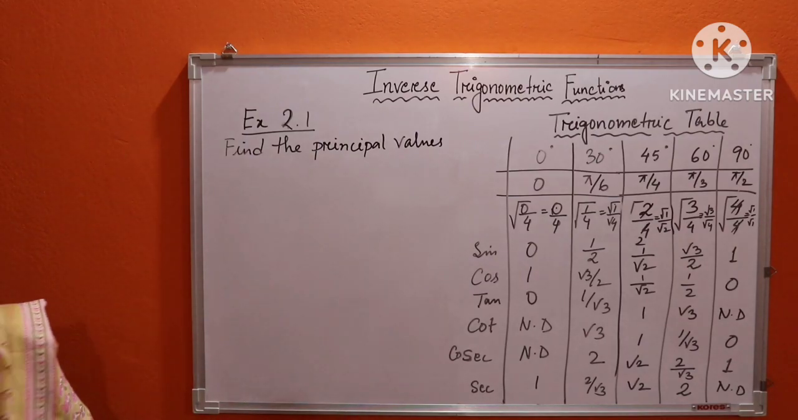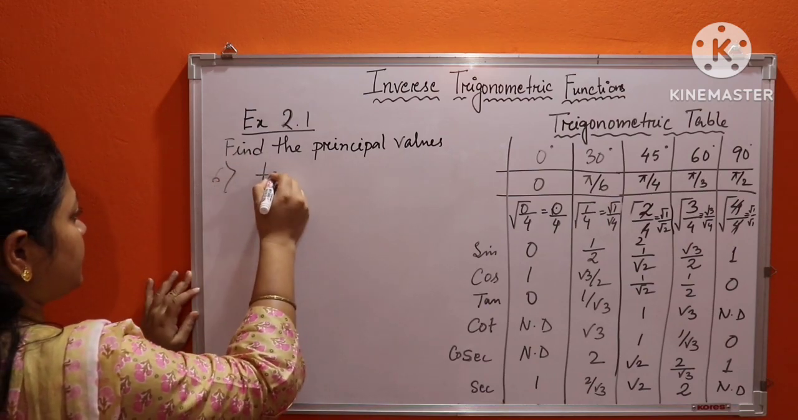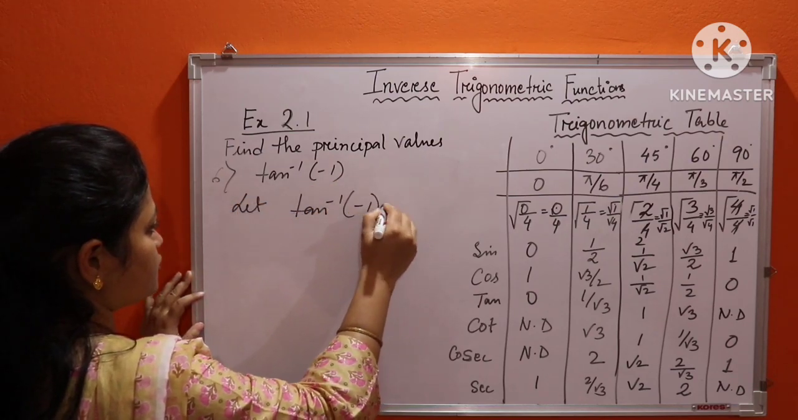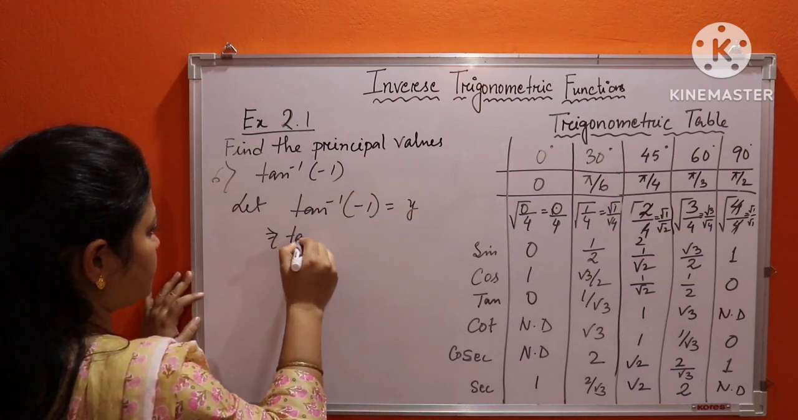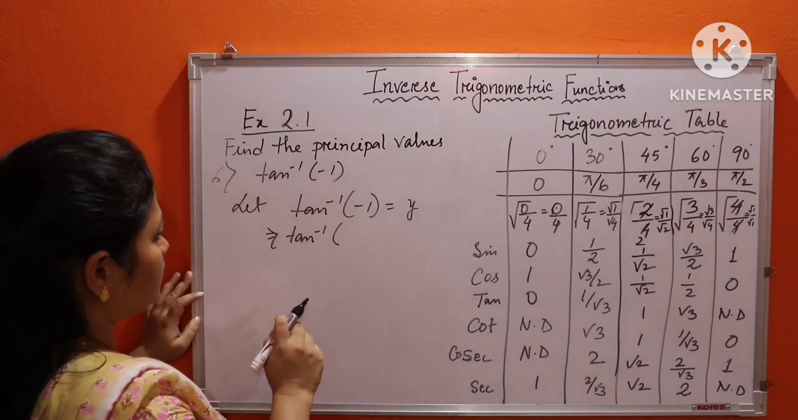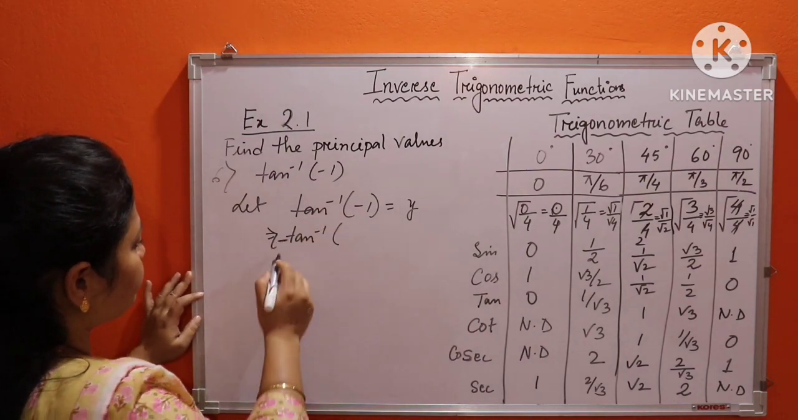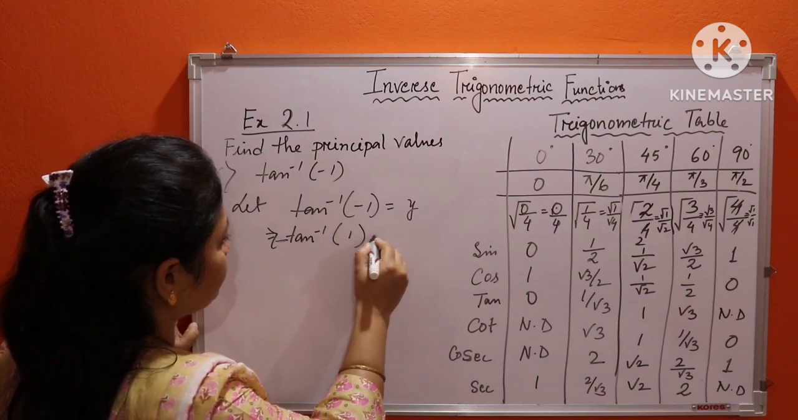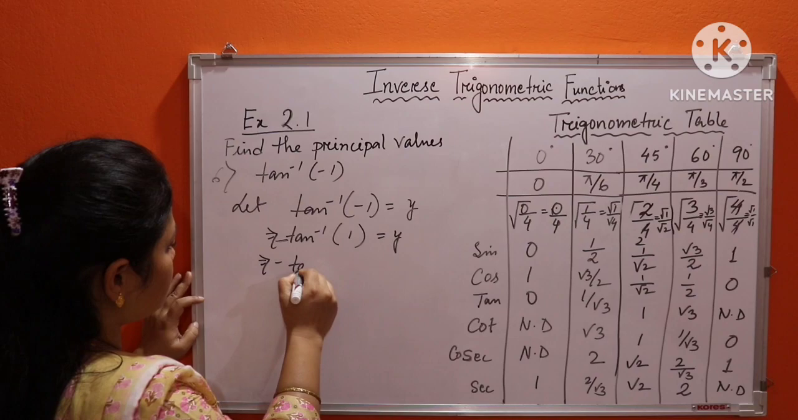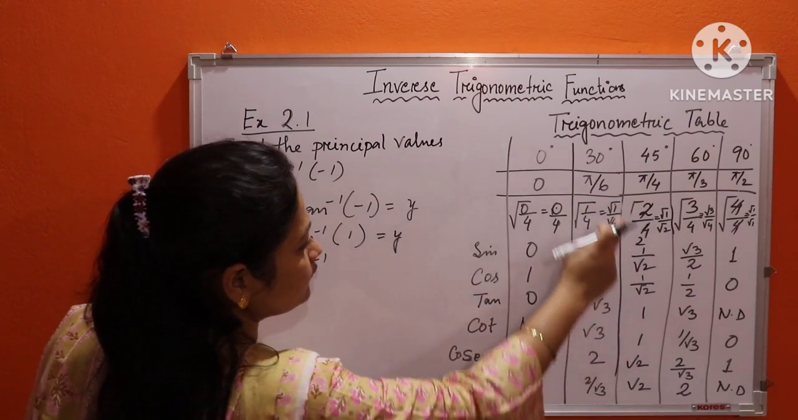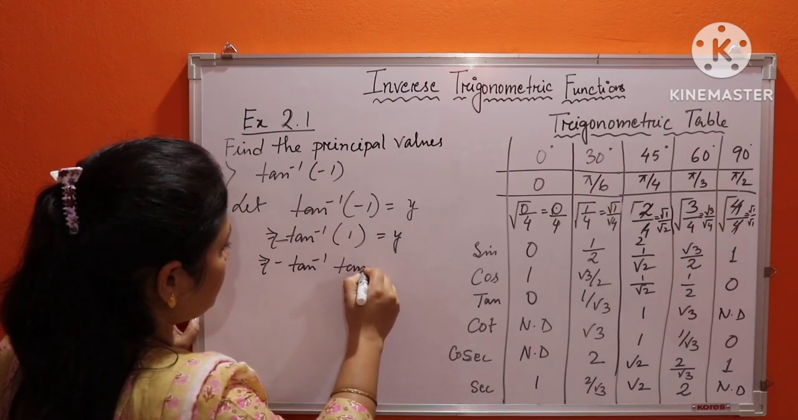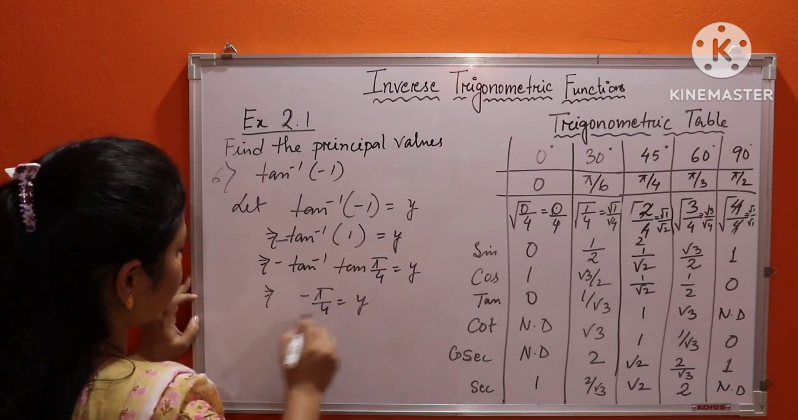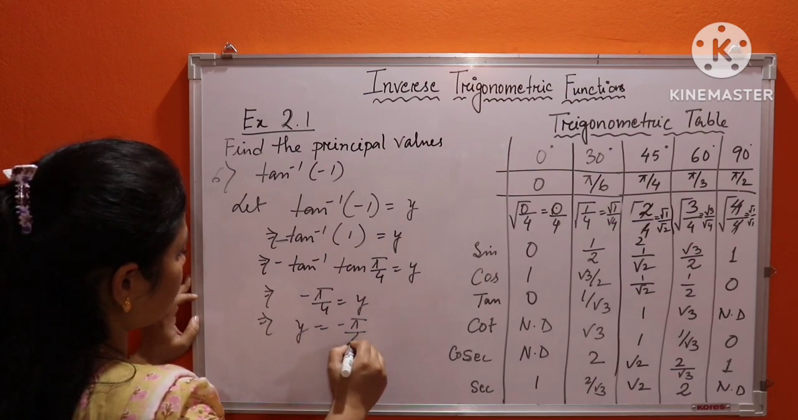Question number 6: tan inverse of minus 1. Let tan inverse minus 1 equal y. The minus sign will come out of tan inverse, so we get minus tan inverse of 1. Tan inverse of 1, tan 45 degrees, is pi by 4. So tan y equals minus tan pi by 4, so y is equal to minus pi by 4.